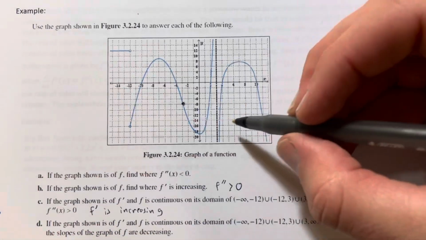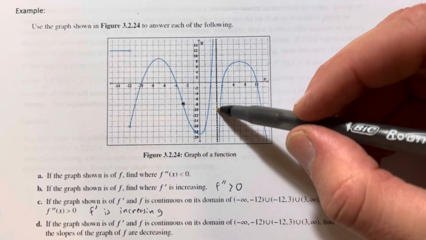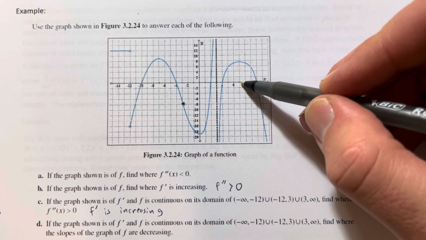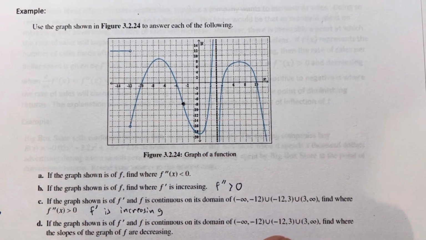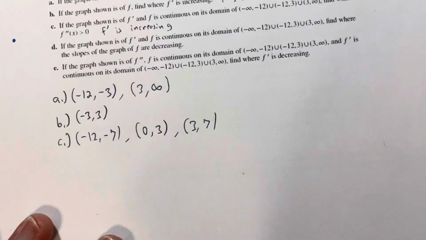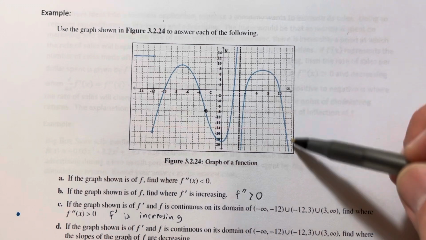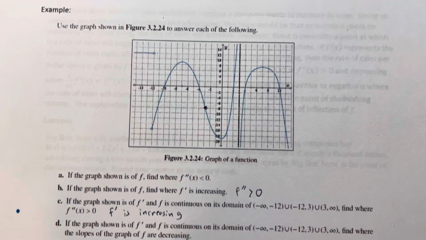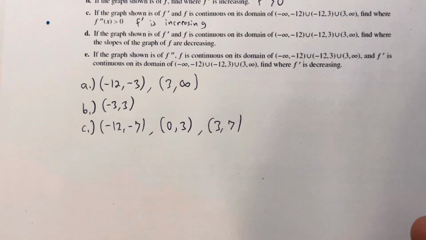And then we are increasing again once we get past that asymptote right here, all the way up until what appears to be this point at x equals 7. So I'm going to say from 3 to 7. Again, I wrote that down there. And then decreasing, from 7 to infinity. So all of the values after that, it looks like we're decreasing. Okay, so those are the 3 intervals I would cite there.